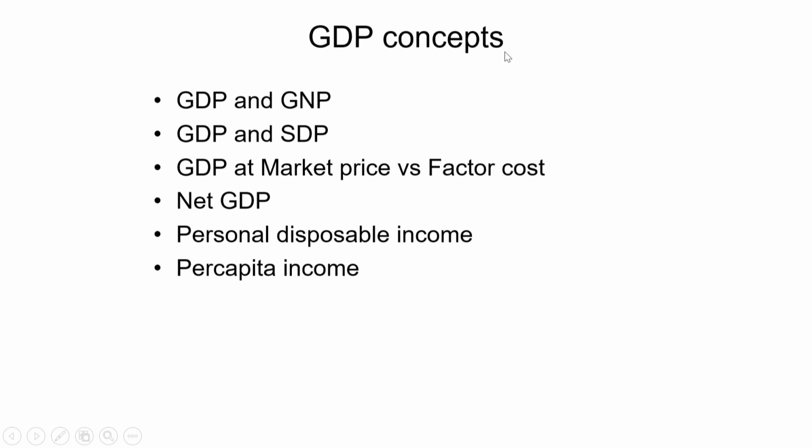So let's now begin with the distinction between GDP and GNP. About GDP, we have already defined it. GDP means the market value of all goods and services produced within the domestic territory of a country in a given period of time. And GNP, gross national product, is also called gross national income. This concept is much broader than the GDP concept.